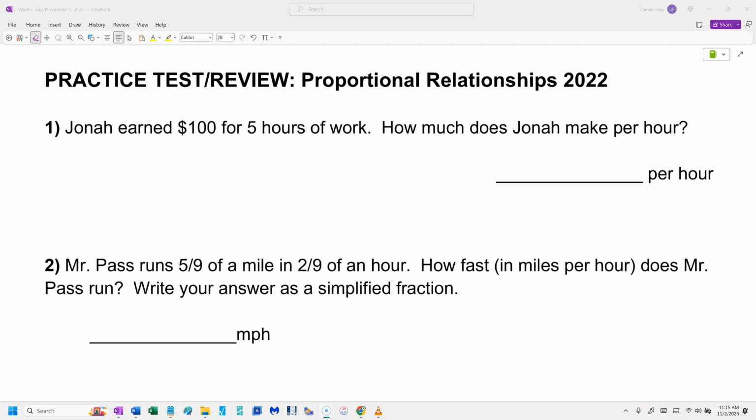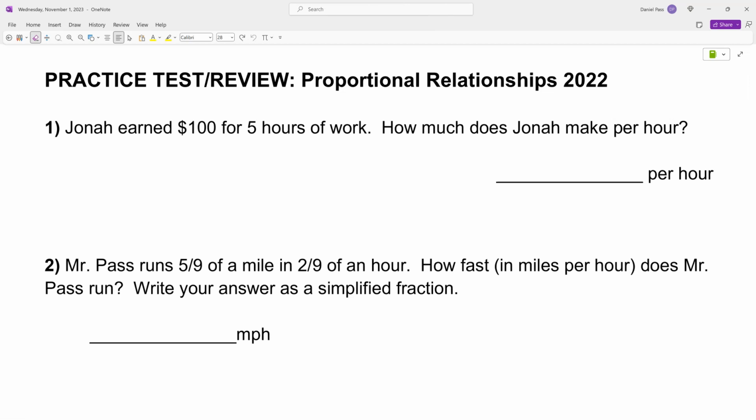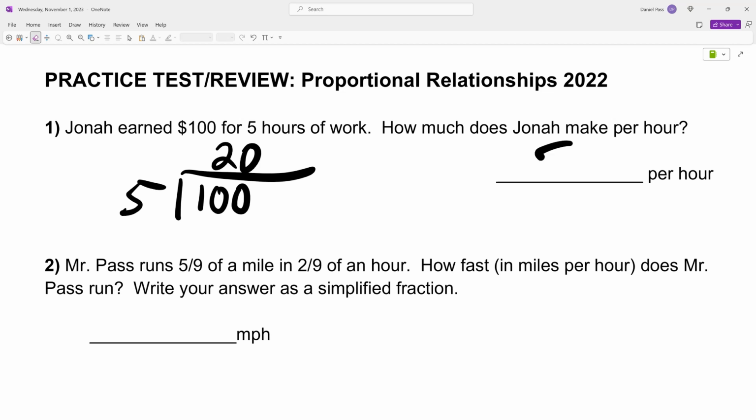Now remember that, like this simple example here, unit rate is always dividing. Right, so we're dividing. Okay, how do you do number one? We divide by what? 100 divided by 5, right? And we get 20. So it's $20 an hour.